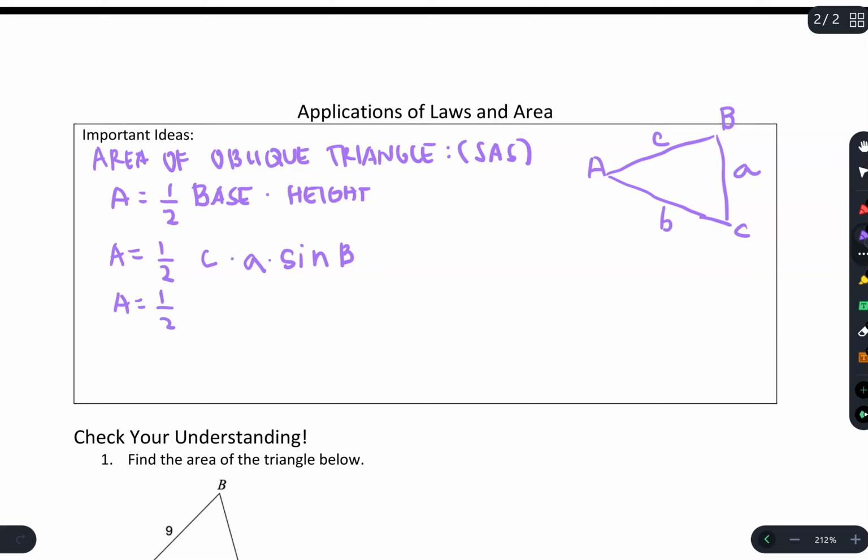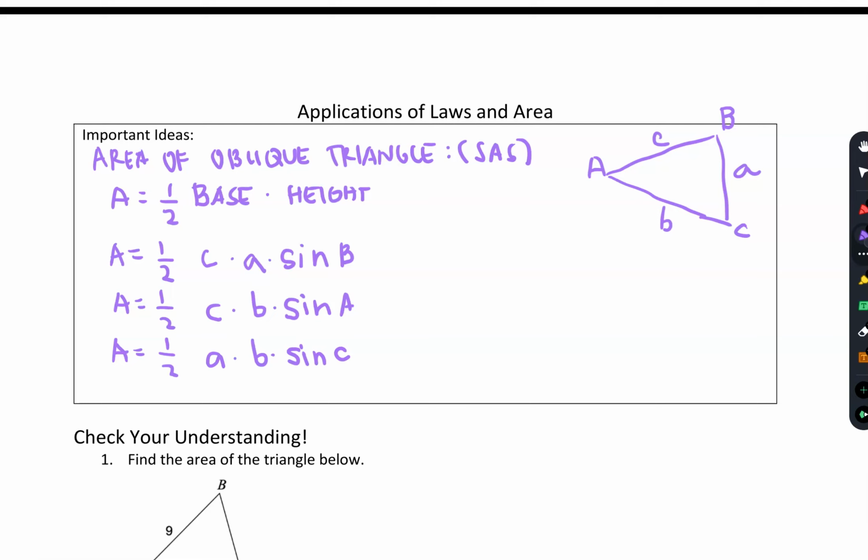You could also have it where it's 1/2. If you were given angle A here, then it would be C times B times sine of angle A. Or it would be 1/2 if you were given angle C. Okay, it would be your A times your B times sine of angle C. Good? Okay, so that's an oblique triangle.